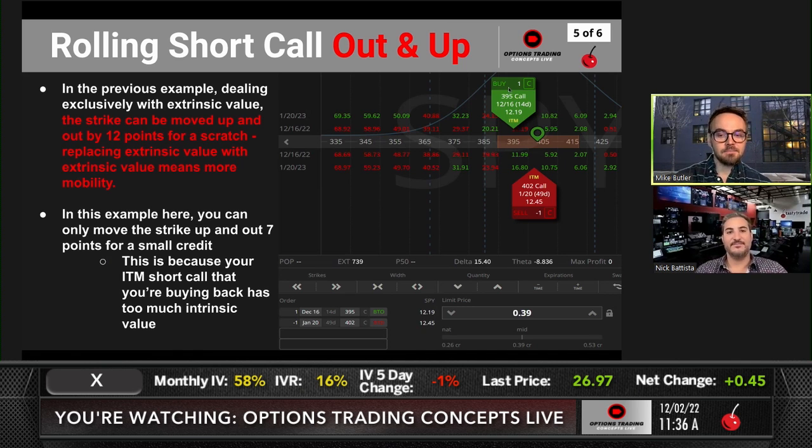Yes. So if you're trying to move this up, buying this back in December, selling it out to January, and you're still trying to do it for a small credit or a scratch, now you can only move it up 7 points. And the reason is because you're trying to replace all this intrinsic value in the 395 call that's in the money with extrinsic value in the new cycle further out in time. And it becomes very hard to do. You have much less flexibility if that short call is in the money.